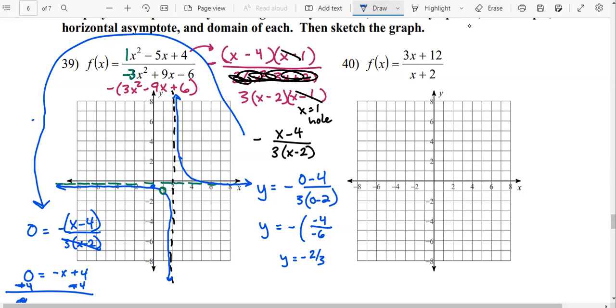All right, let's try again with number 40. This one's a little easier to factor. Greatest common factor in the numerator, 3 times x plus 4 over x plus 2. Nothing is going to cancel out, so no holes are going to be left. But the excluded value for x would be -2. So x can't be -2 because it would make us divide by 0. And then what is the horizontal asymptote? We look again to the x to the first power, the biggest power in the numerator and denominator. So 3 over 1 is 3.